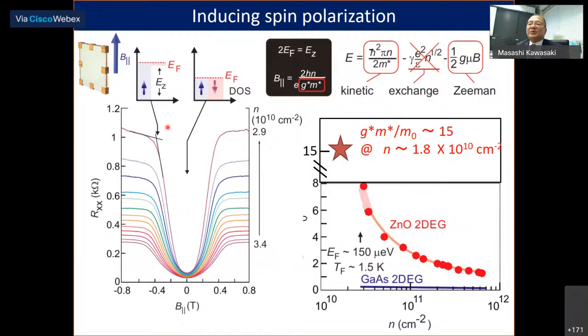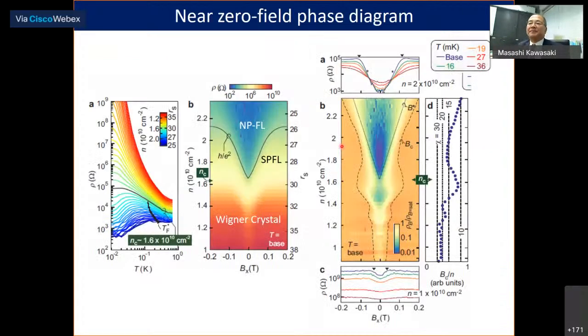And by analyzing Shubnikov-de Haas oscillation, you can deduce the g value. As I told you, this sample has a g value of 15. This is quite huge, and the Zeeman physics gives a very interesting phenomenon. Okay, let me go into another stage, possible superconductivity.